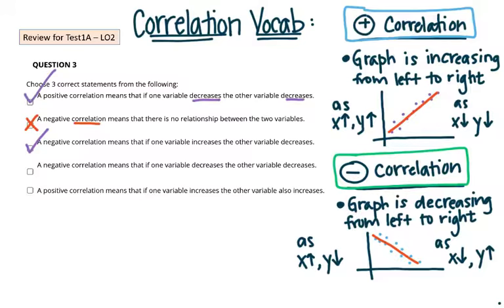A negative correlation means that if one variable decreases, the other decreases. That's not true. That sentence is actually describing a positive correlation, where the variables move in the same direction. So I hope the last one is true. Let's see. A positive correlation means if one increases, the other increases. Yes, that means they're moving in the same direction.